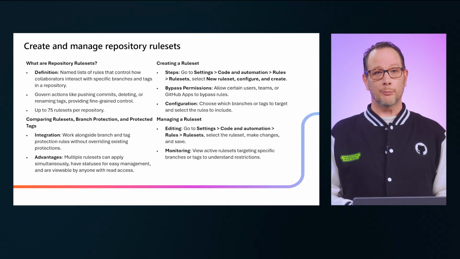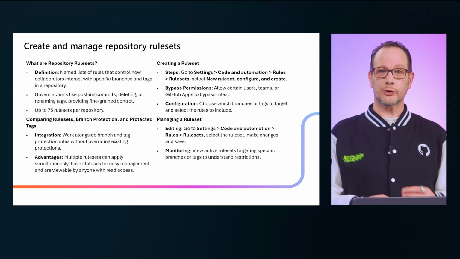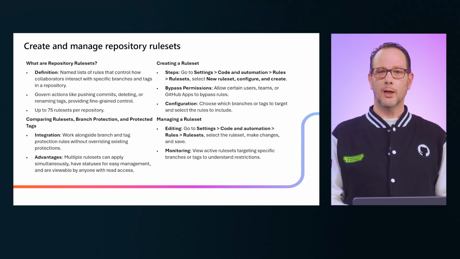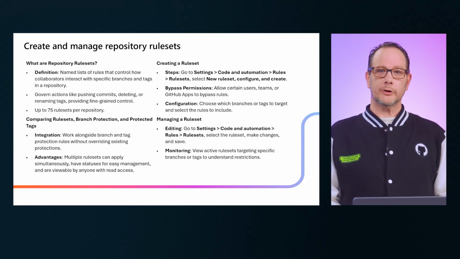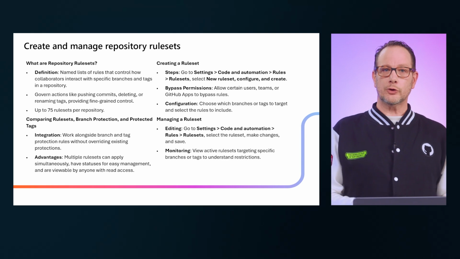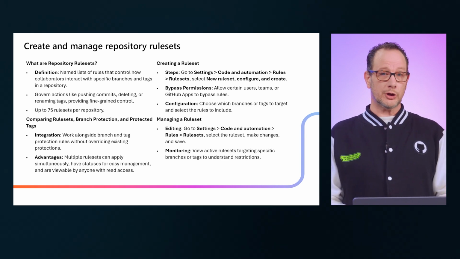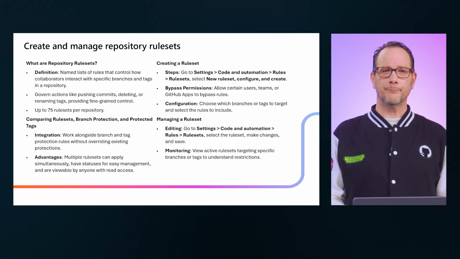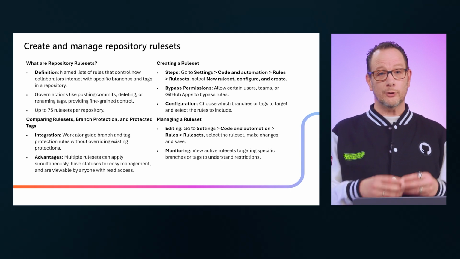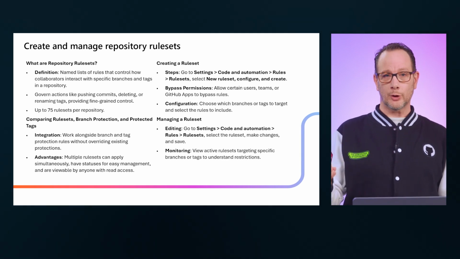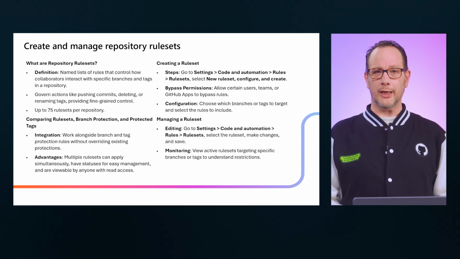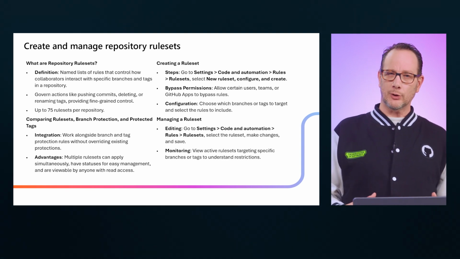Repository rule sets provide a powerful way to control how users can interact with certain branches, as well as tags in that repository. By creating rule sets, you can define a named list of rules that govern various actions, such as pushing commits, deleting or renaming tags, and probably more. Rule sets work alongside branch protection as well as tag protection rules, allowing you to have fine-grained control over your repository's behavior. But what are repository rule sets actually about?